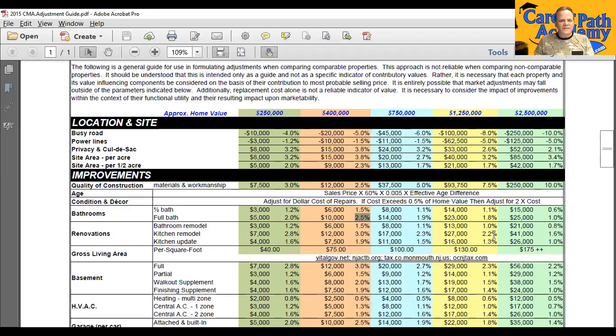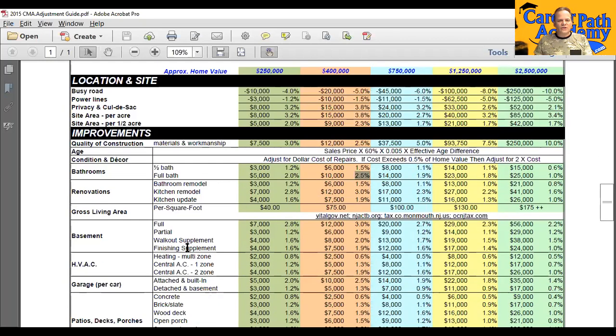So basically, if the basement is finished, okay, well, is it a full basement or a partial basement? Is it a walkout basement? Well, let's just say it's a finished basement and the house is in the $400,000 price range. That'll add 1.9% to its value, or $7,500. Now, if it's a full basement, that'll also add another $12,000. So $12,000 plus the $7,500.